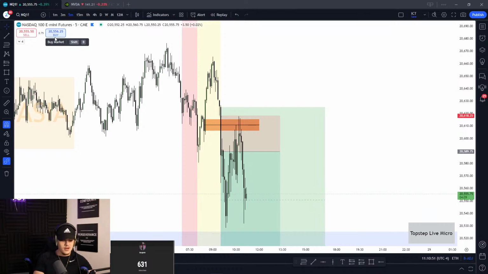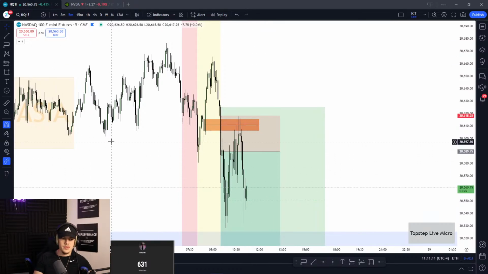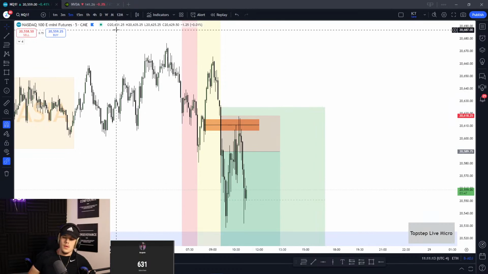We're just hanging around consequent encroachment at the opening range gap, or equilibrium, however you want to say it. Yeah, it should move lower. It's trading into that 5-minute volume imbalance right now. We also have the 5-minute SIBI here that I could go to. But I'm still confident in price filling out the opening range gap, so that's why I'm still in this trade.